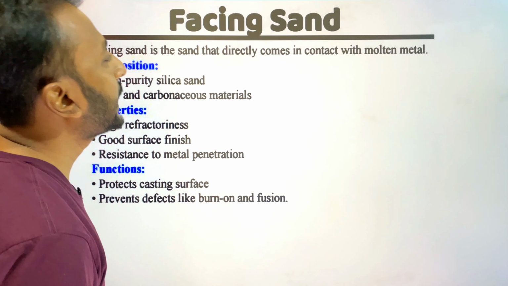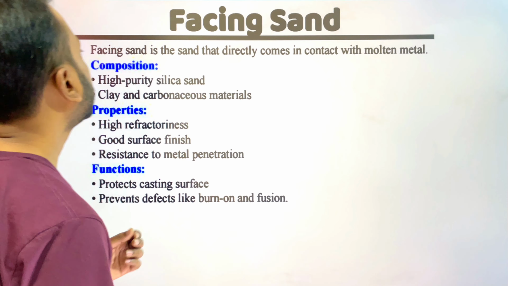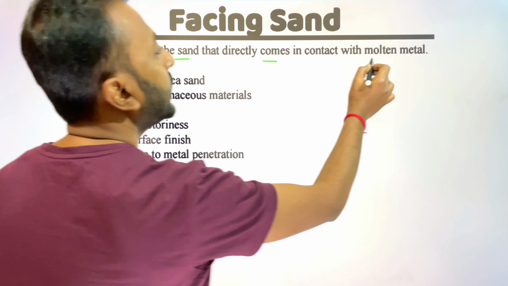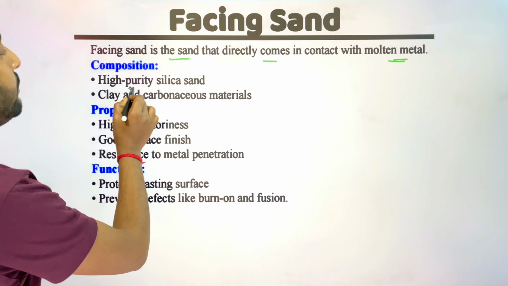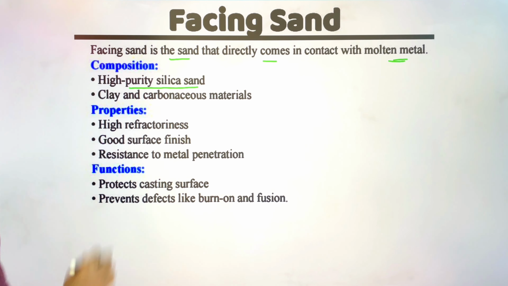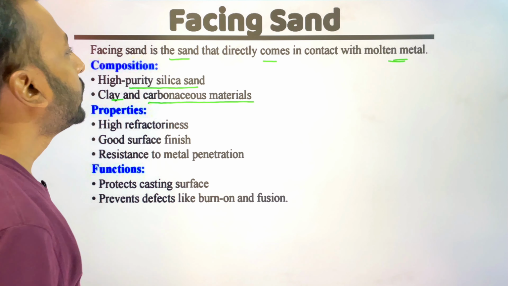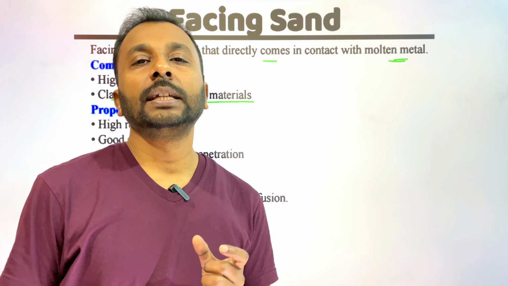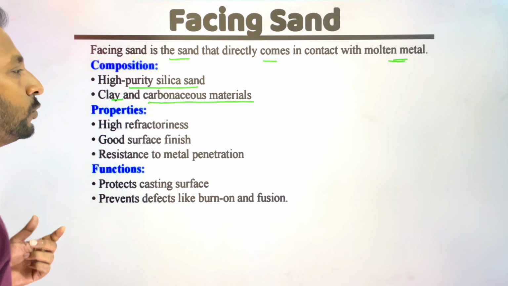Next is facing sand. Facing sand is very simple sand. It is nothing but the sand that directly comes in contact with the molten metal. It has high purity silica sand, clay and carbonaceous materials. So facing sand is mainly fresh sand, fresh silica sand. Sometimes clay is added.